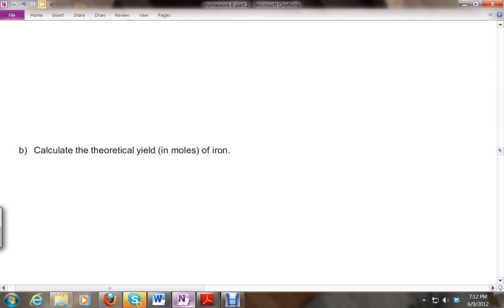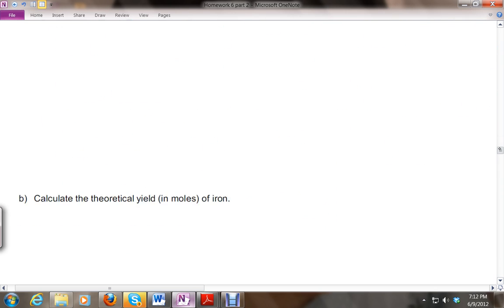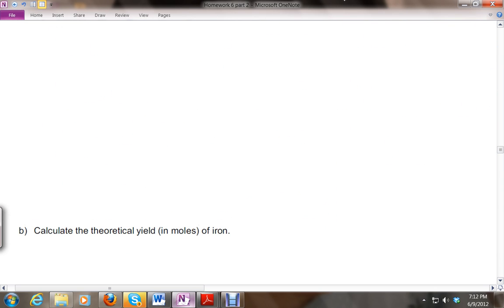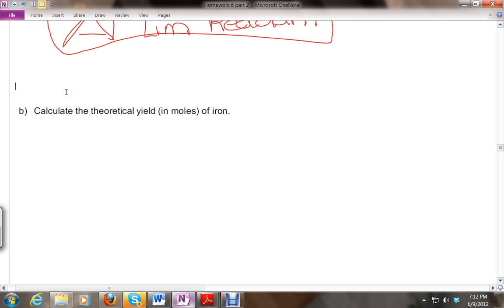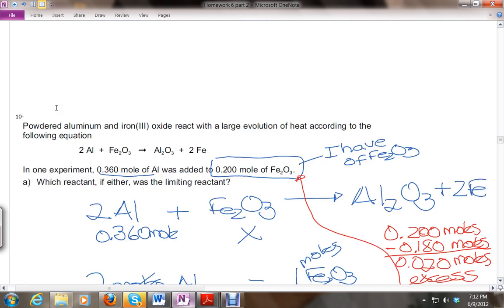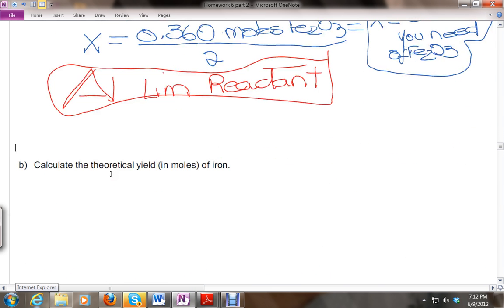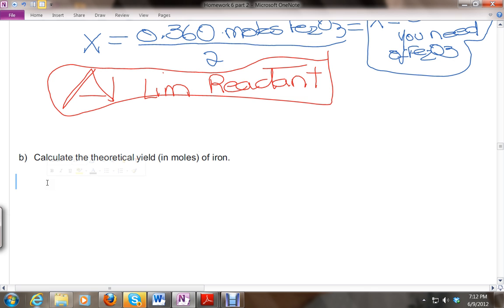Calculate the theoretical yield in moles of iron. What does it mean, the theoretical yield? Remember, and it says iron. So theoretical yield will be the amount of iron I'm going to produce. But it's not in the lab, not after you did the experiment. It's before. It's what you're supposed to get. And don't forget it. I'm going to put it in big letters here, and in red.